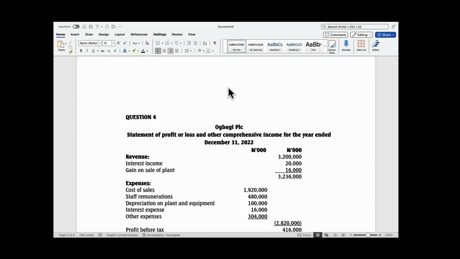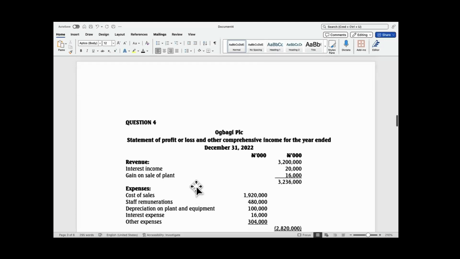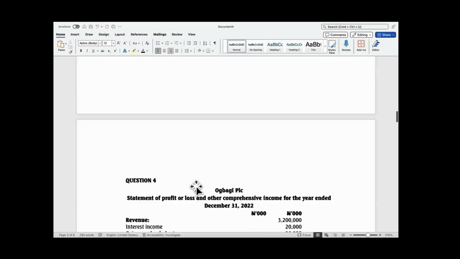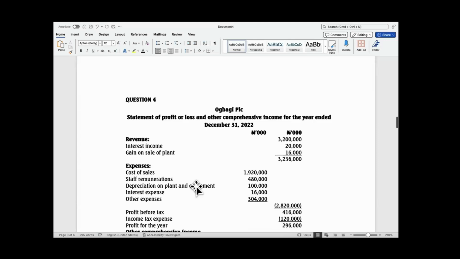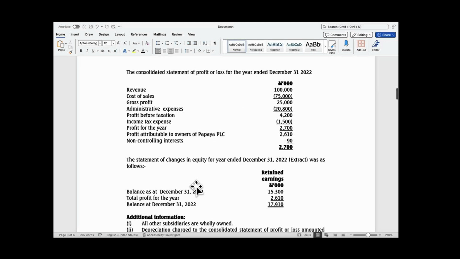Which question are we solving now? The one on group cash flow. The second question of last night. It's the same thing. It's still November 2024, question 3.